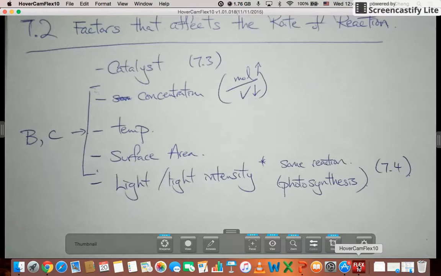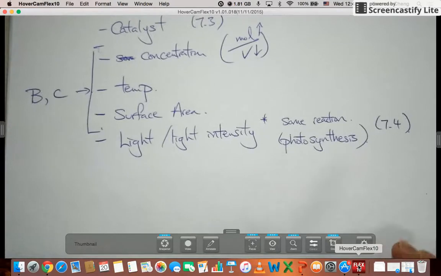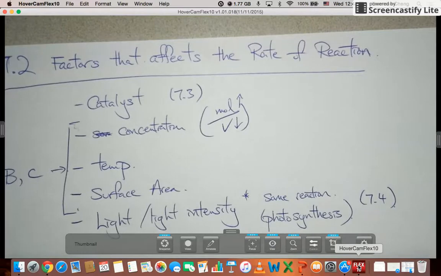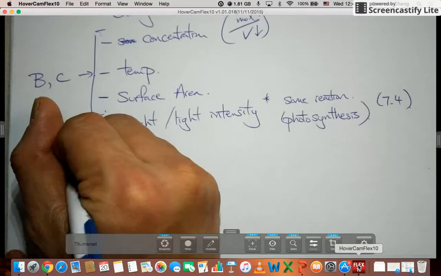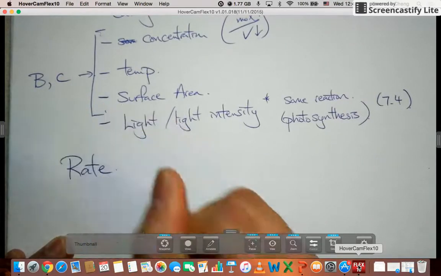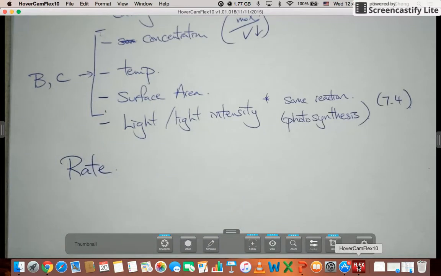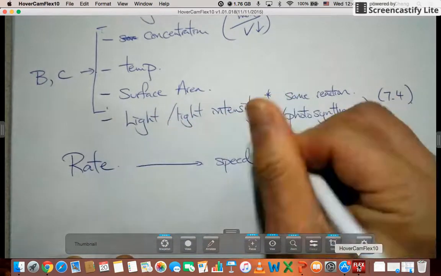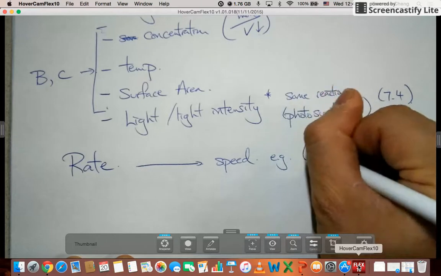Okay, so now before we go there, we need to talk about rates, because after all, we're talking about rate of reaction. So if we're not sure about what a rate is, then it's not going to be good. So when you're talking about rate of something, if I say rate, what can you give me as an example of a rate? 88 miles per hour. 80 miles per hour. Thank you. Speed.